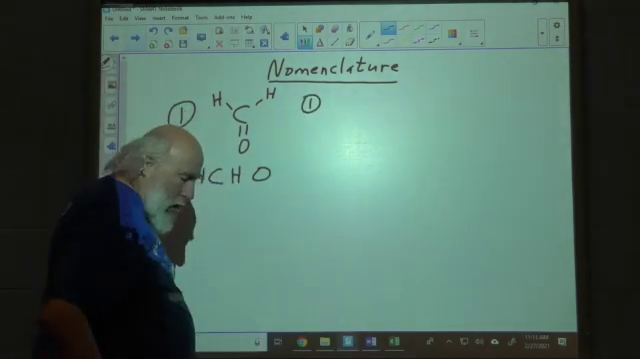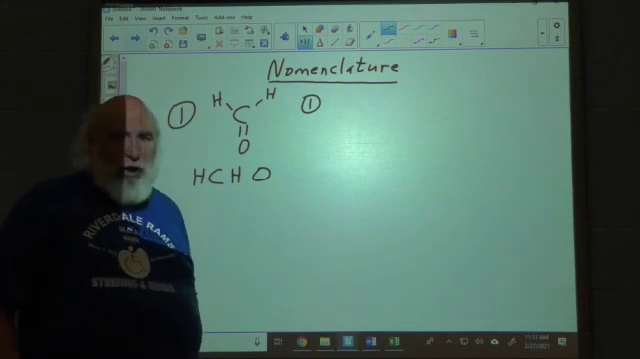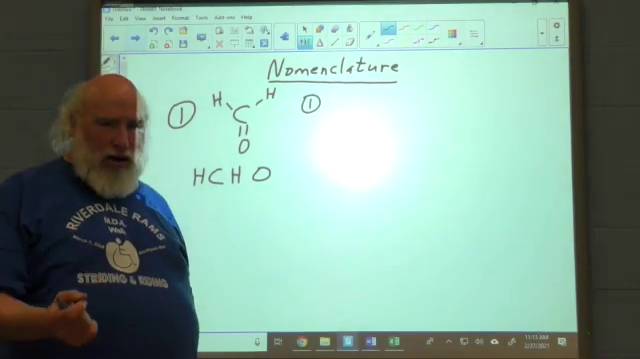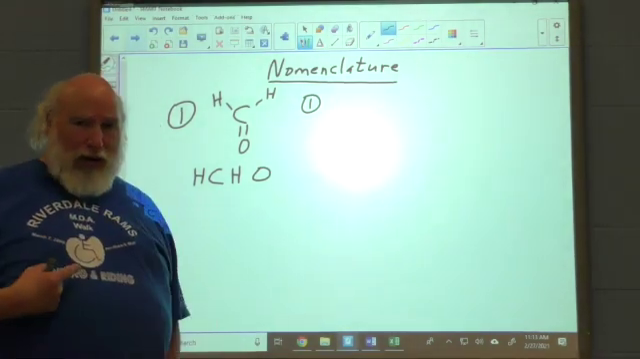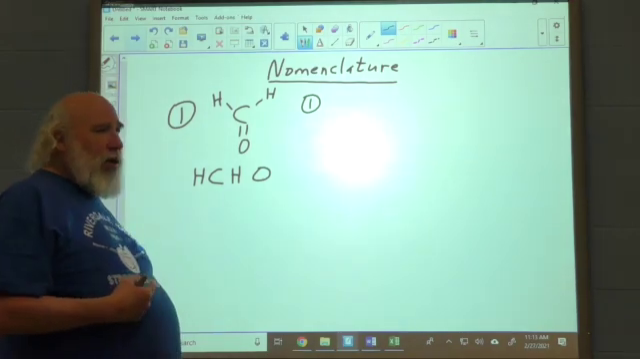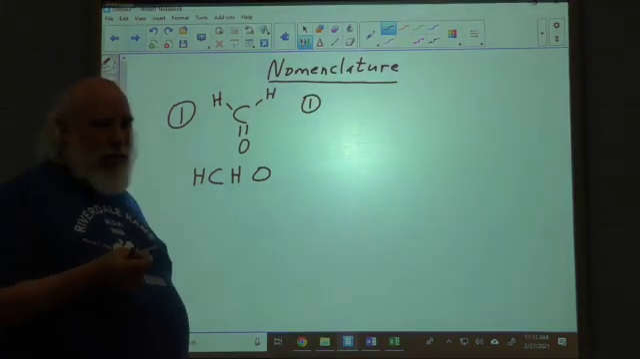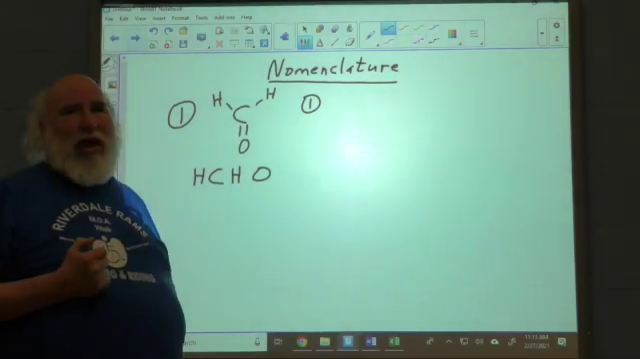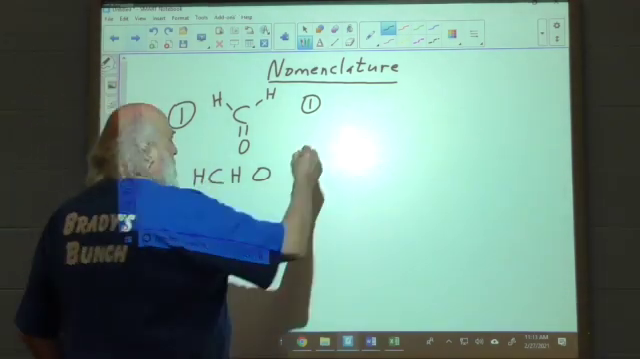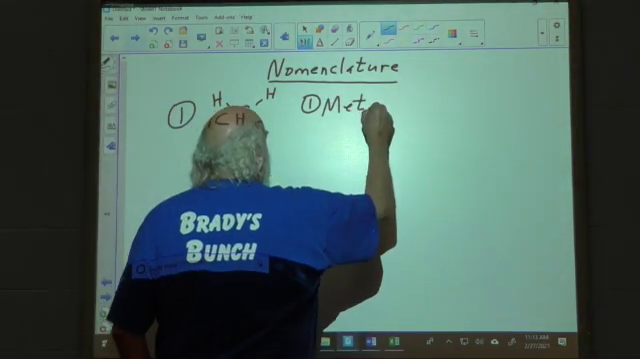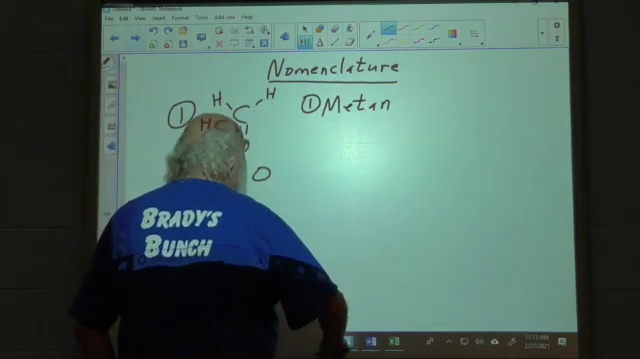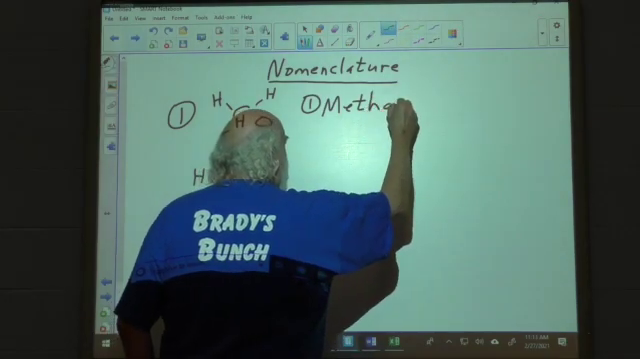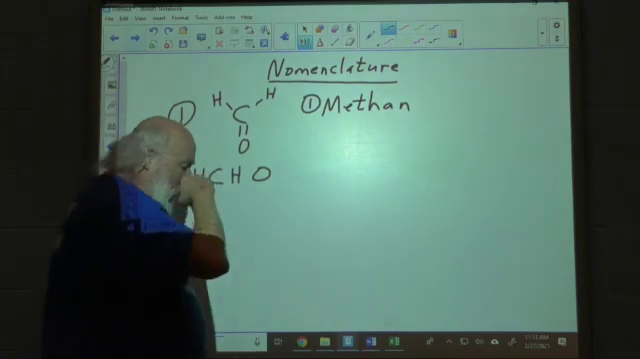And remember, in IUPAC, the longest continuous chain is the basis for the last part of the name. This is technically a methane. So now this is where people get confused, and that is that they end this. Okay, here, let's put down methane, but without the E, but not put the E in.